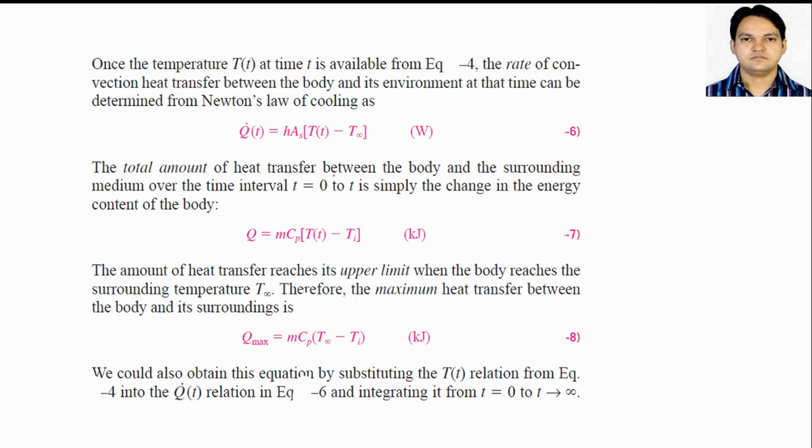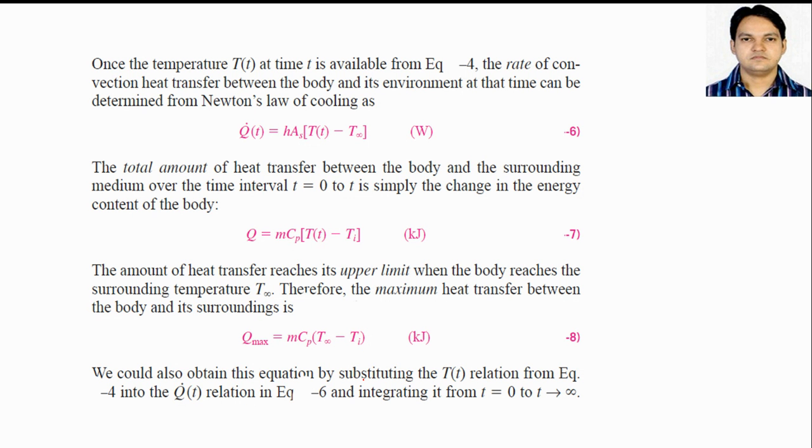The total amount of heat transfer between the body and the surrounding medium over the time interval t equal to 0 to t is simply the change in the energy content of the body, that is mCp delta T. The amount of heat transfer reaches an upper limit when the body reaches the surrounding temperature. Therefore, the maximum heat transfer between the body and surrounding is Qmax equal to mCp(T infinity minus Ti), where T infinity is the surrounding temperature and Ti is the initial temperature.